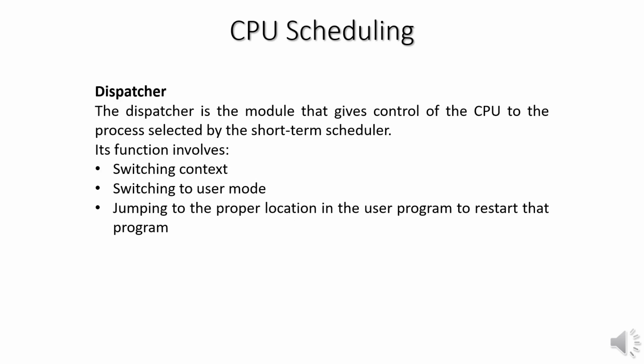Next is dispatcher. We have seen the working of dispatcher at the beginning of the Unit 1. The dispatcher is the module that gives control of the CPU to the process selected by the short-term scheduler. Its functions involve switching context, switching to user mode, and jumping to the proper location in the user program to restart that program.